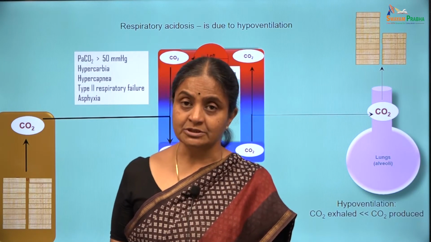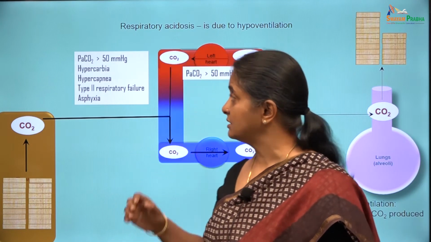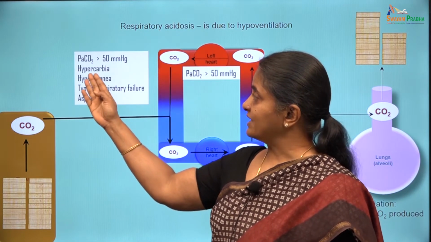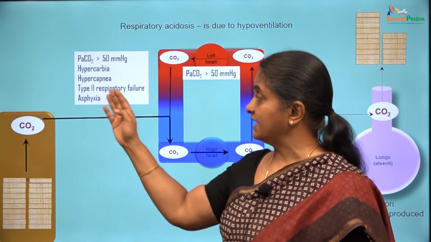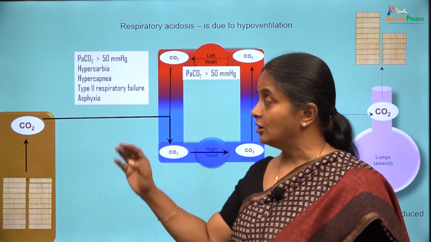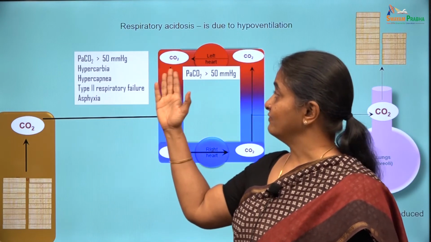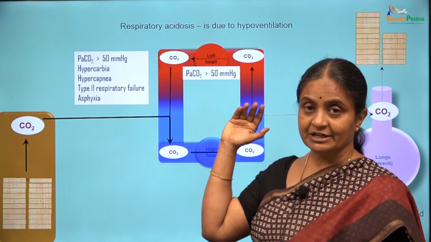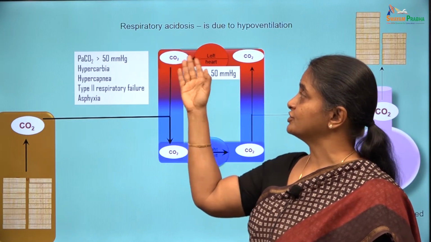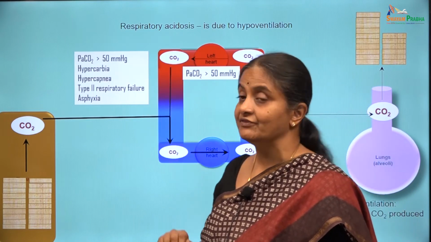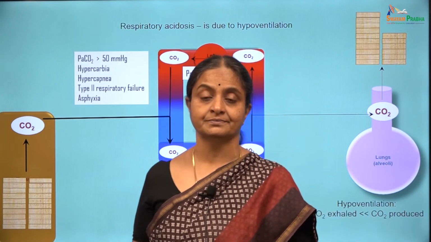There are other terms which would refer to this state. Respiratory acidosis can also be referred to as hypercarbia, hypercapnia, type 2 respiratory failure, or asphyxia. Carbon dioxide levels are normally 40 millimeters mercury in arterial blood, and when we call it respiratory acidosis, the levels have gone up to more than 50 millimeters mercury. That's the clinical definition of hypercarbia.